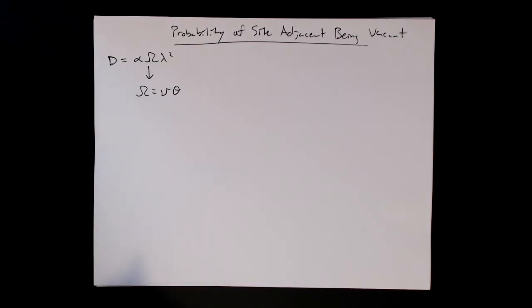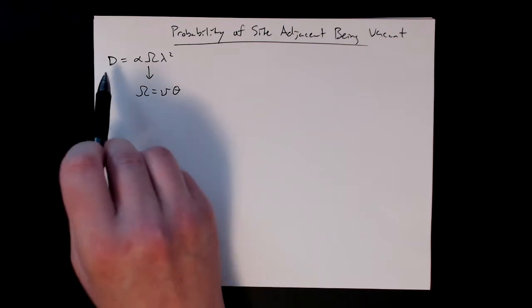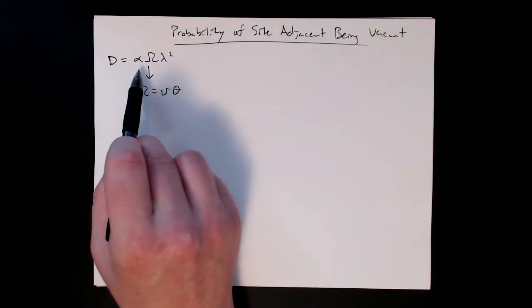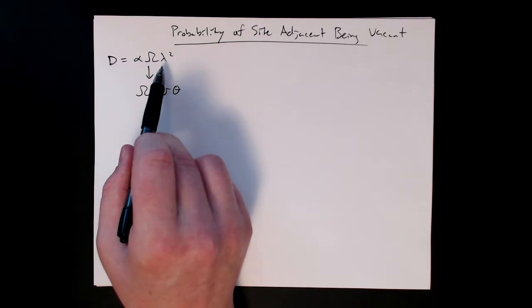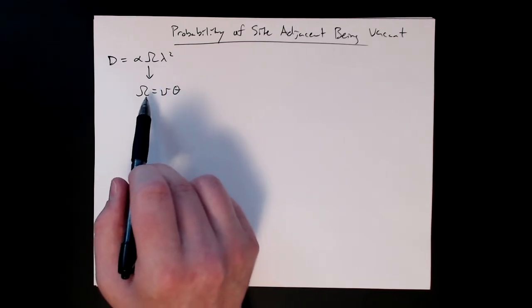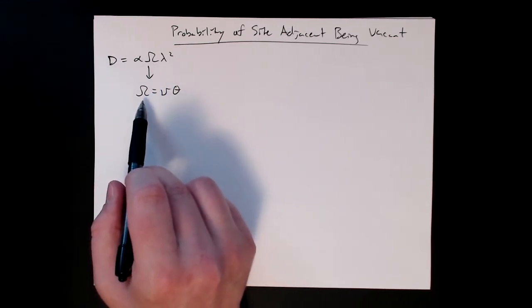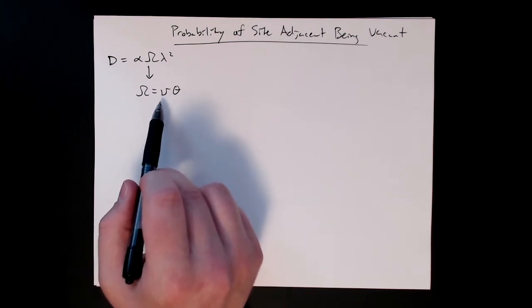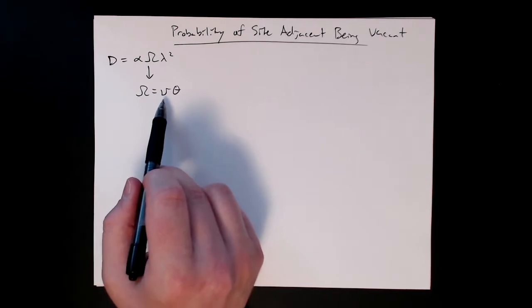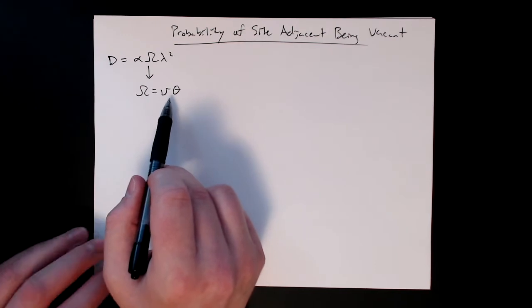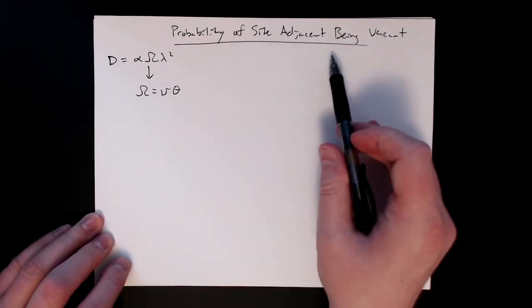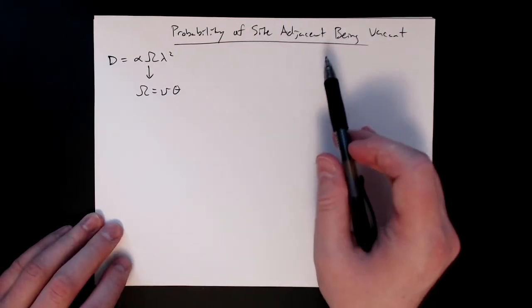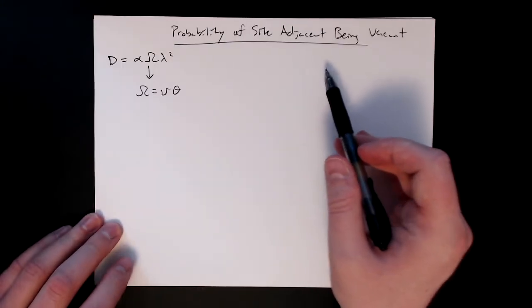All right, so we're continuing our discussion of an atomistic view of the term diffusivity, which we defined as alpha times omega times lambda squared. In the previous video, we looked at the omega term and we looked at nu, which was our frequency or probability of having the energy to make the jump. And in this video, we're going to talk about lambda, which is our probability of that site being vacant. So the site we're trying to jump into.